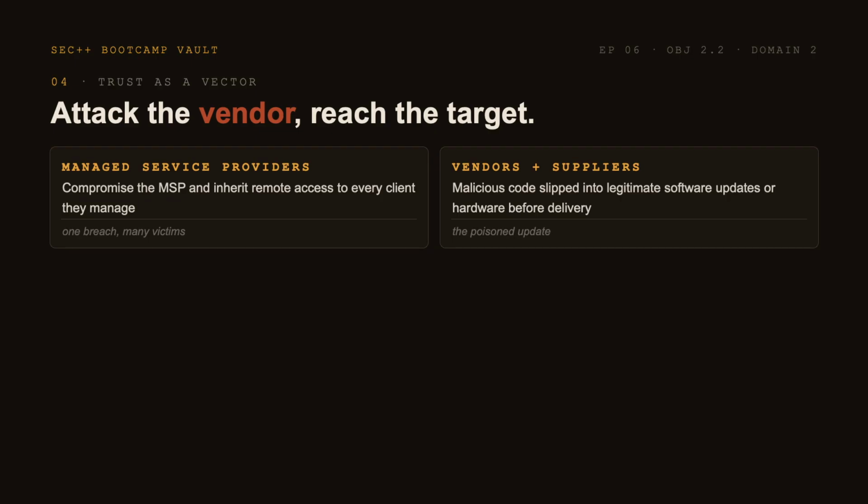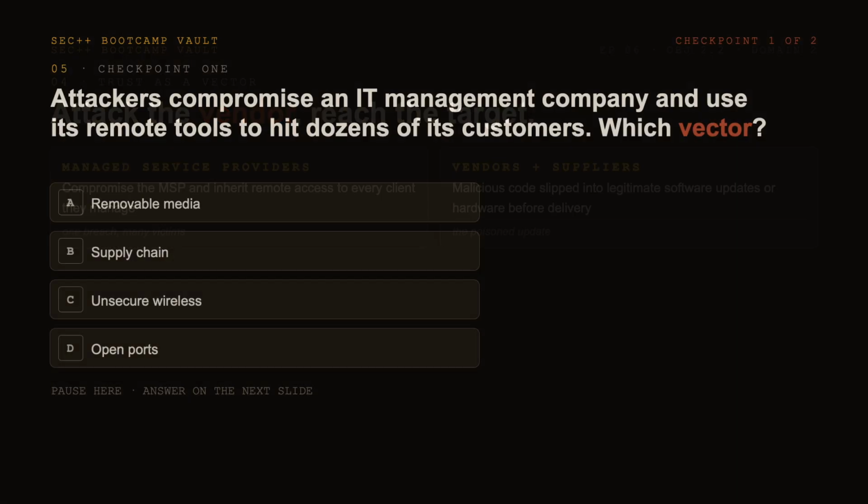The supply chain vector. Instead of attacking you, attack someone you trust. Compromise a managed service provider, and you inherit remote access to every client they manage. One breach, hundreds of victims. Or poison the well earlier. Slip malicious code into a legitimate software update, or tamper with hardware before it ships. The exam tell is simple. If the compromise arrived through a trusted vendor, supplier, or service provider, the answer is supply chain.